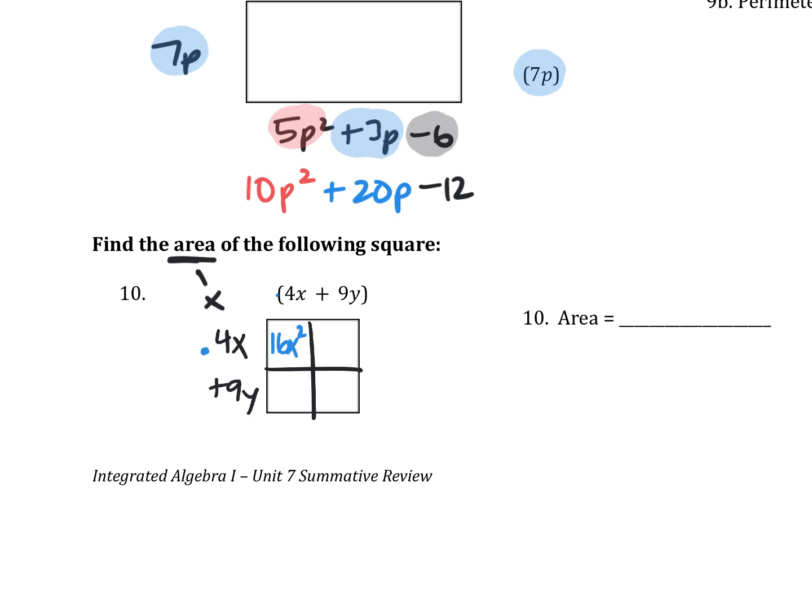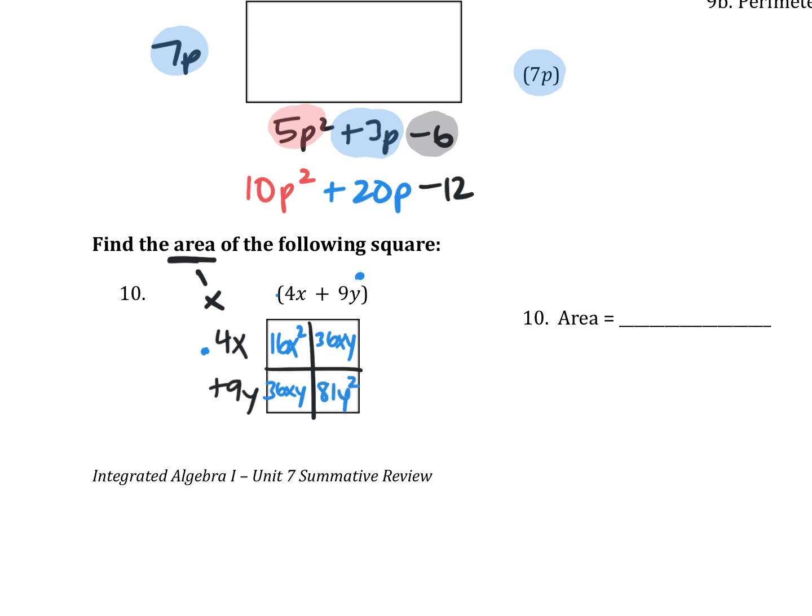Then I've got 4x times 9y. That would give me 36xy. And I take 9y times 4x, also gives me 36xy. And lastly, I've got 9y times 9y, which gives me 81y to the second power.